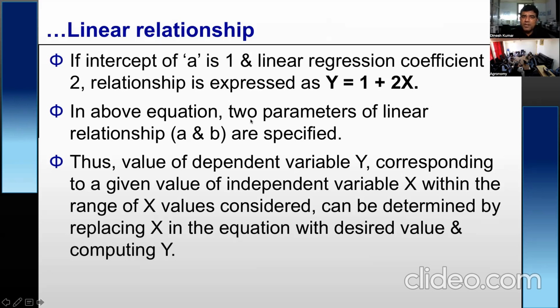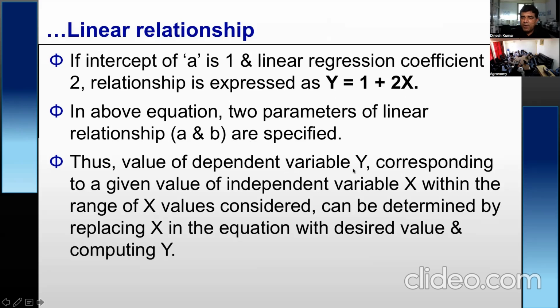So in the above equation, 2 parameters of the linear relation are specified. Here 1 is given and 2 is given. But most times it is not given. We need to find it out. I will show you how we can find it out.